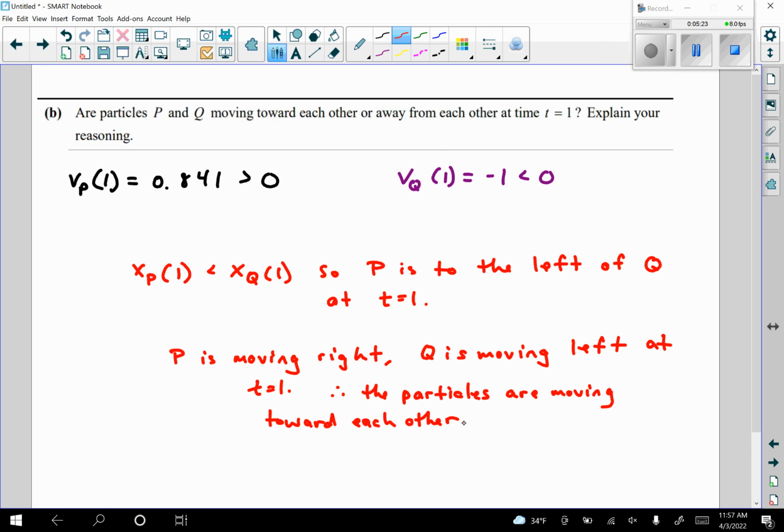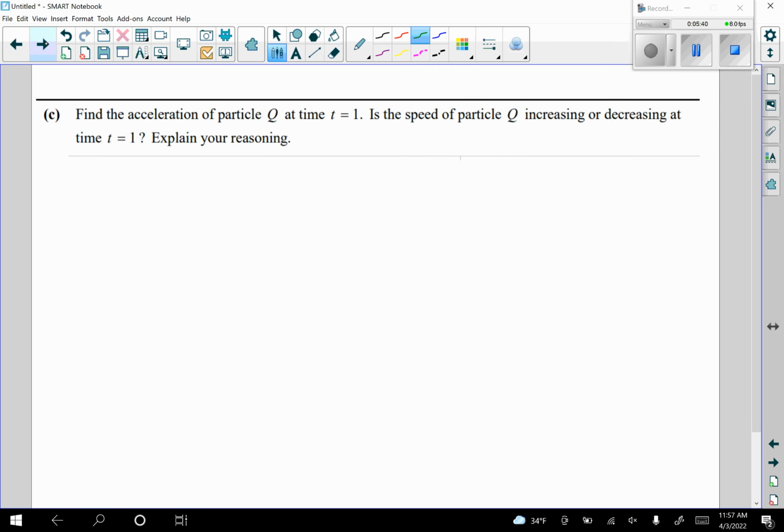So let's see how the points were here. You get 2 points, one for the direction of motion for one particle, and then an answer with explanation. So we'll just say you get 2 points for all of this. All right, let's take a look at C.